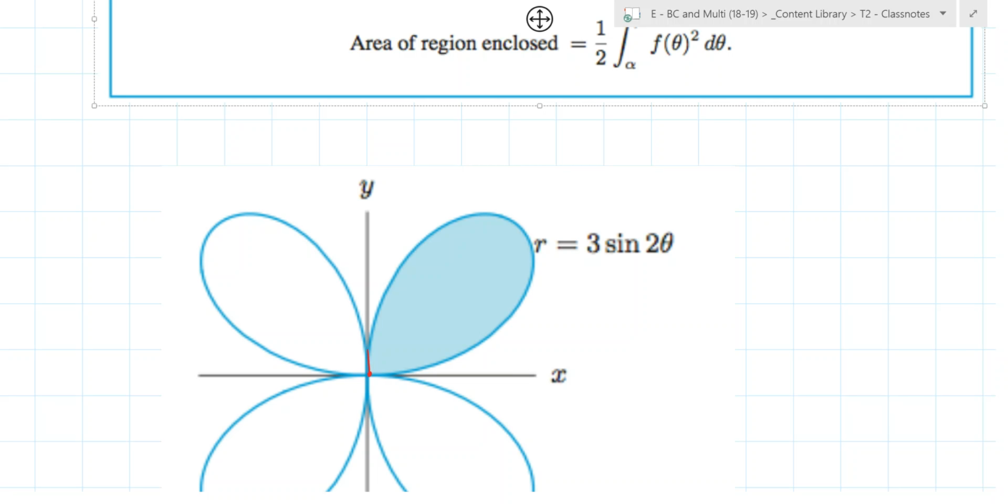If I wanted the area of just this petal, what's the starting theta value and what's the end theta value? 0 is the starting, what's the end? Pi over 2. Be very, very careful about this though. Are we sure it's pi over 2? When this point starts, it starts here, right? What's the r value when you're at the origin? 0. And when you get back to the origin, what is it? 0.